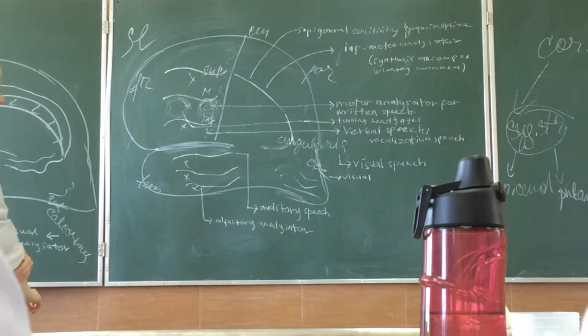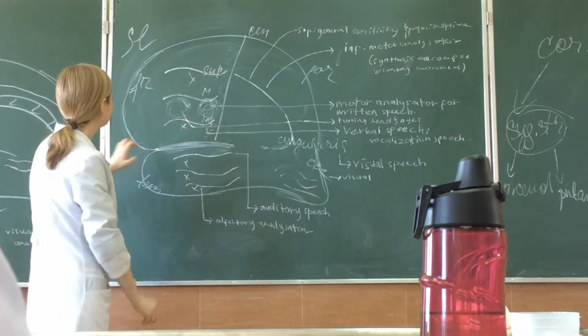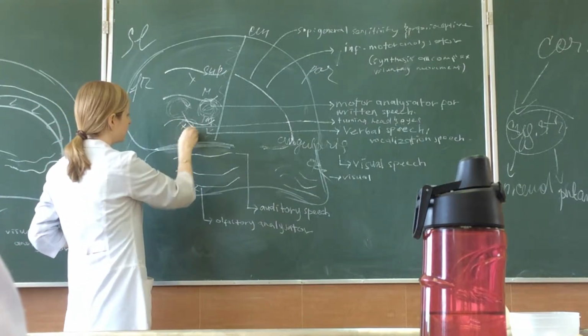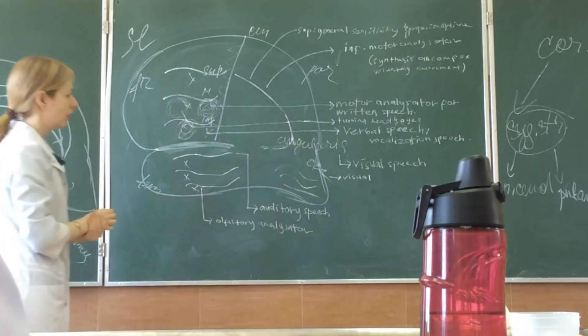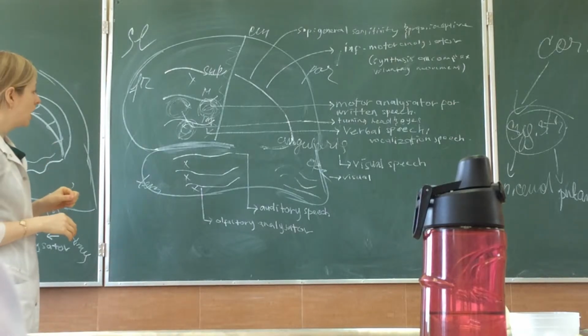Then ventral speech, inferior frontal gyrus. It means this articulation. You move your lips, you move your tongue.